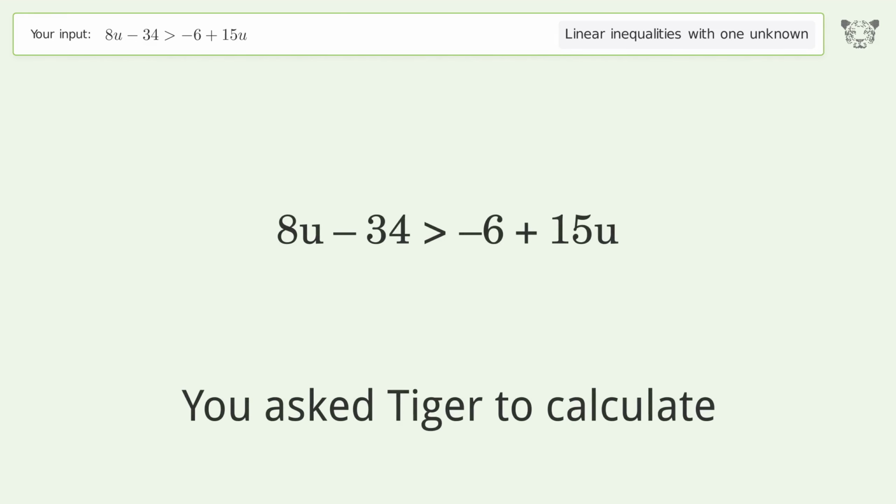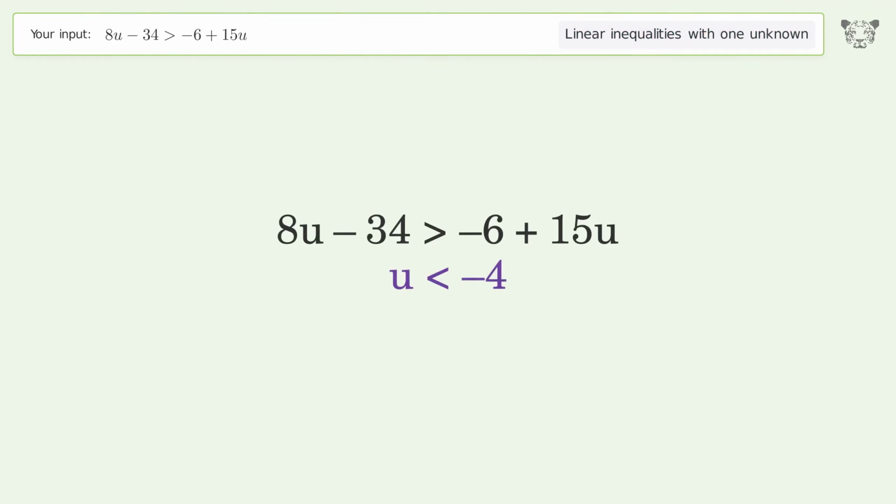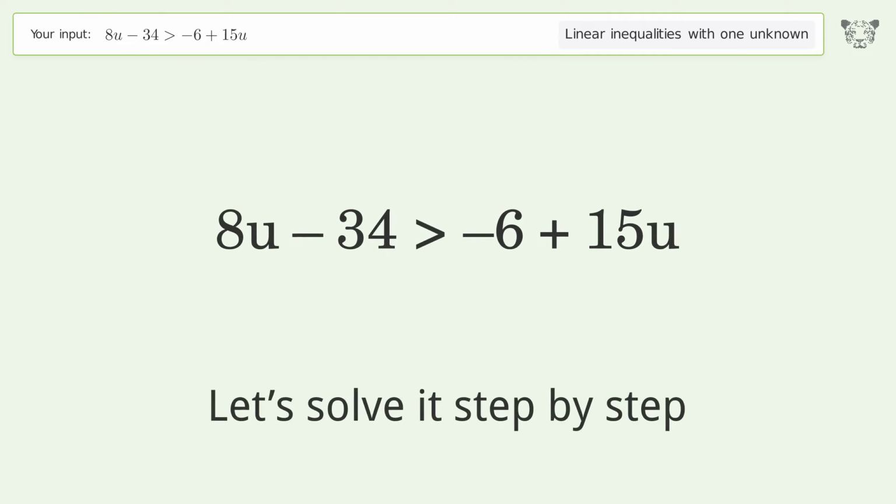You ask Tiger to calculate. This deals with linear inequalities with one unknown. The final result is u smaller than -4. Let's solve it step by step.